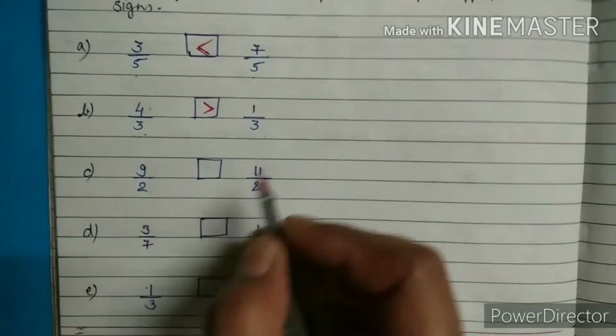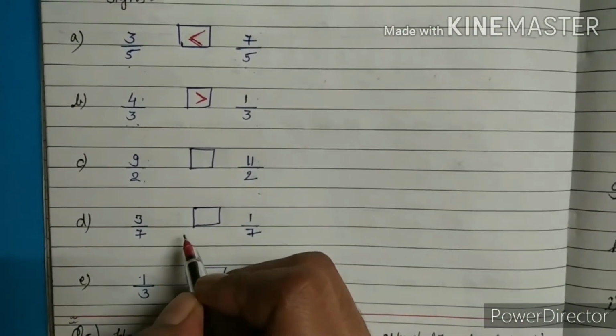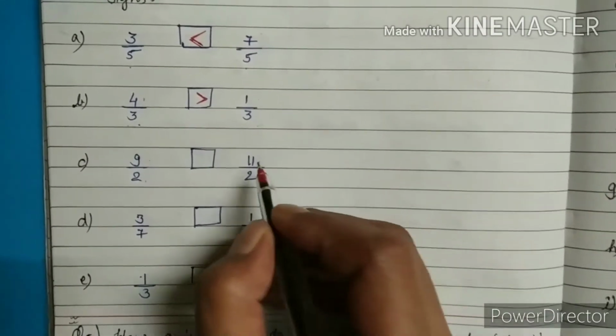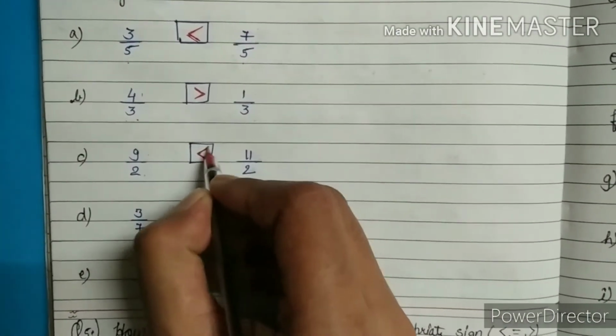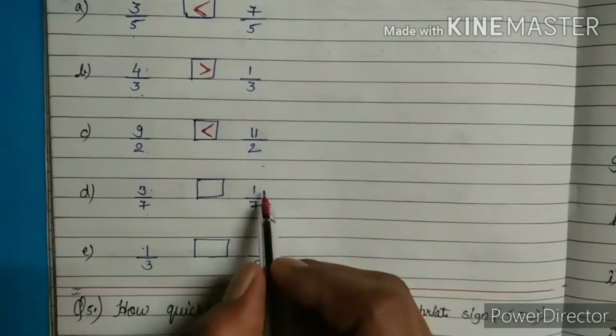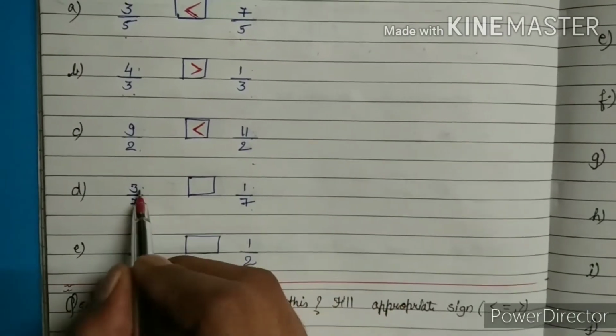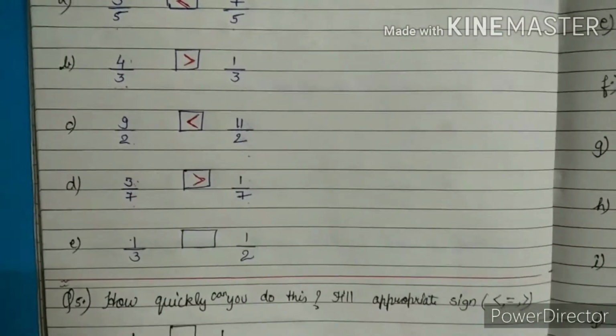Now 9 by 2, 11 by 2. Same denominator. Whose numerator is greater? 11 by 2 has the greater numerator. That means it will become greater. D is 3 by 7, 1 by 7. So 3 is the greater numerator. So it will become greater.